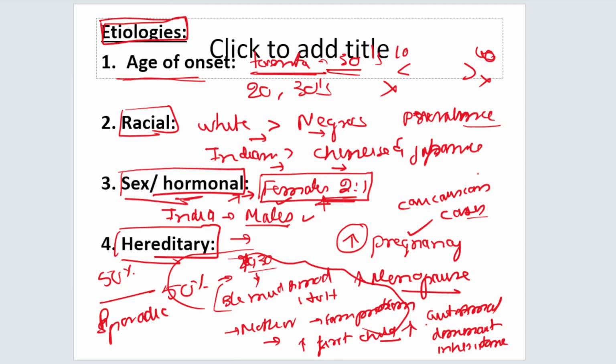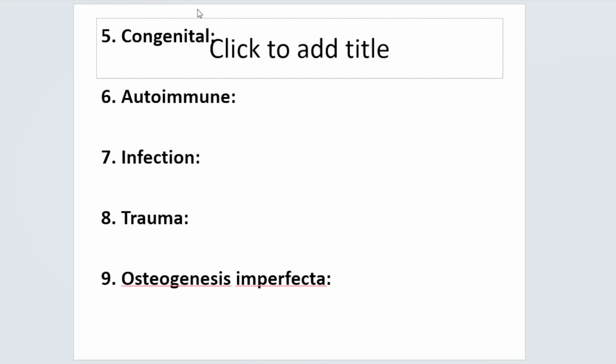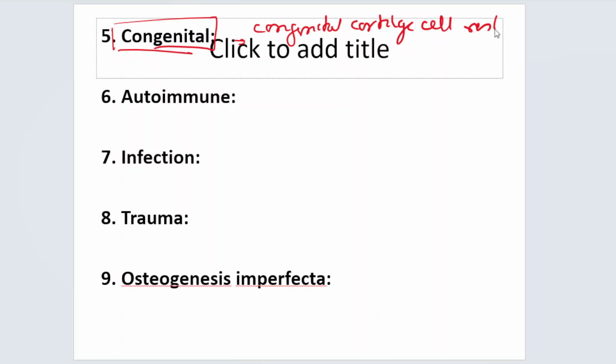Now coming to the other one, congenital. Congenital etiology. Why congenital? Because there are congenital cartilage cell rests in the enchondral bone, which are getting activated by various factors like autoimmune, like we will come to that next, which are getting activated by various factors to form new spongy bone, which finally goes and attaches the stapes to the oval window.